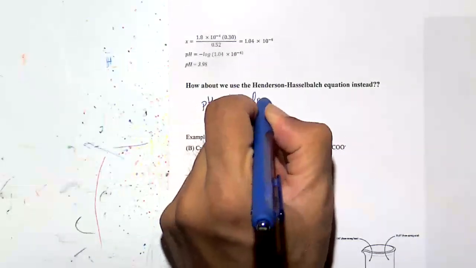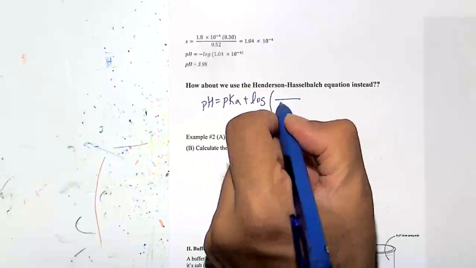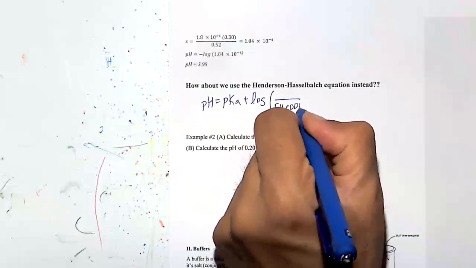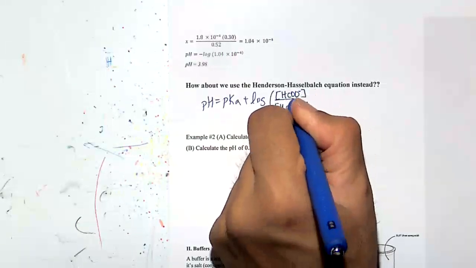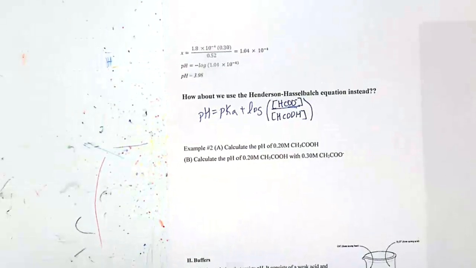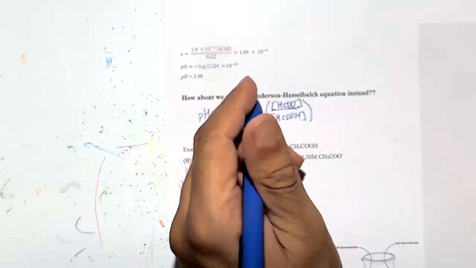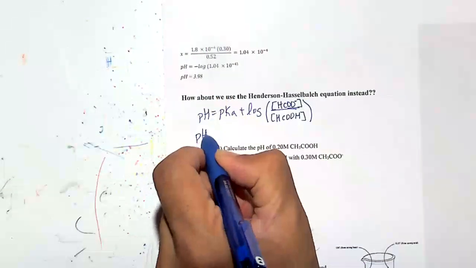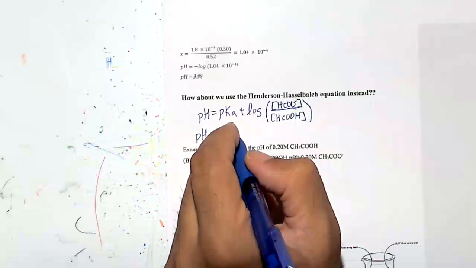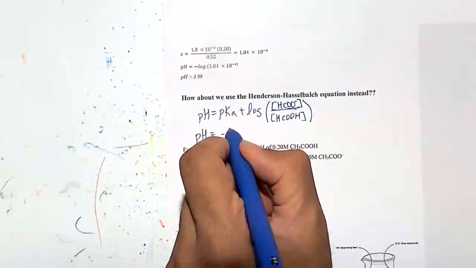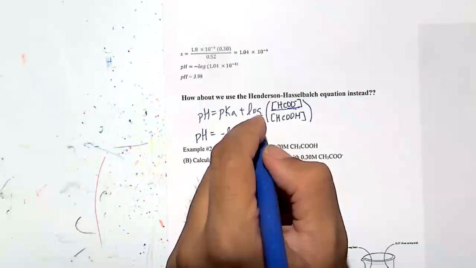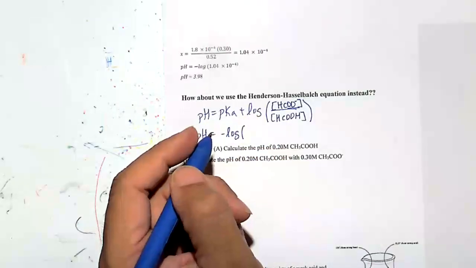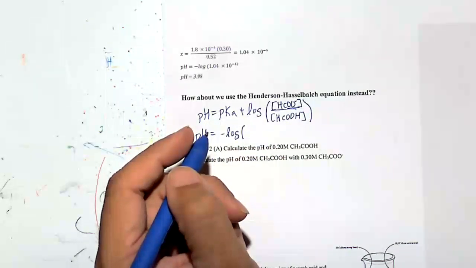pH is equal to pKa plus log, drop the acid, and then the conjugate base. So what is pKa? It's minus the log of Ka. So what is Ka in this problem? It's going to be 1.8 times 10 to the minus 4.